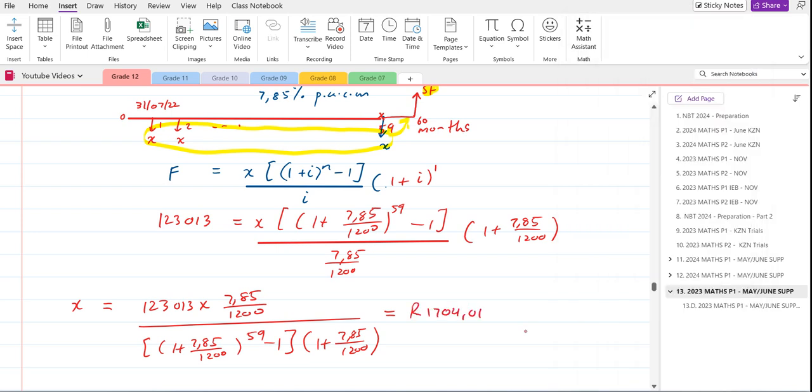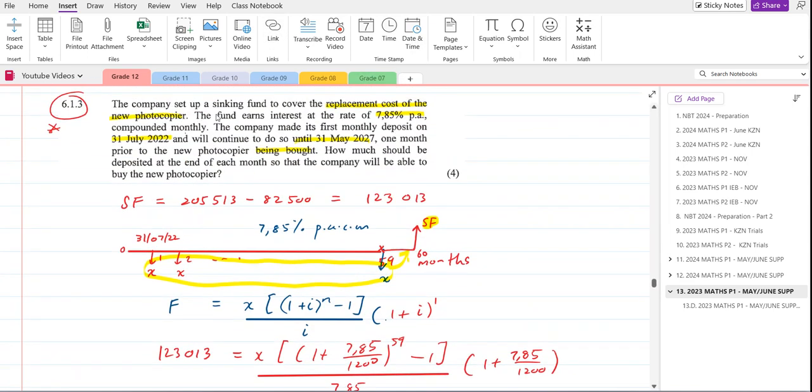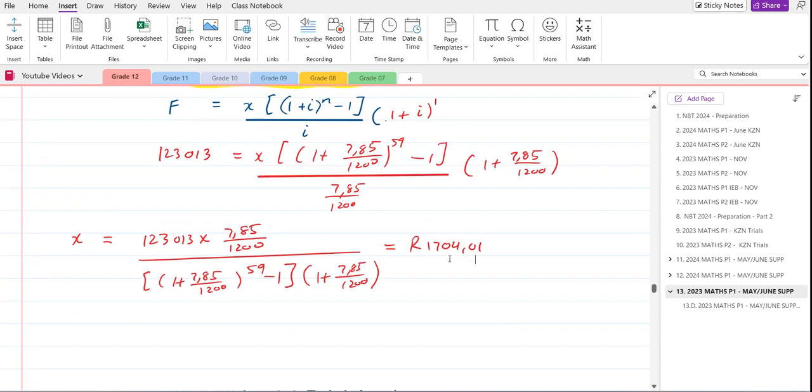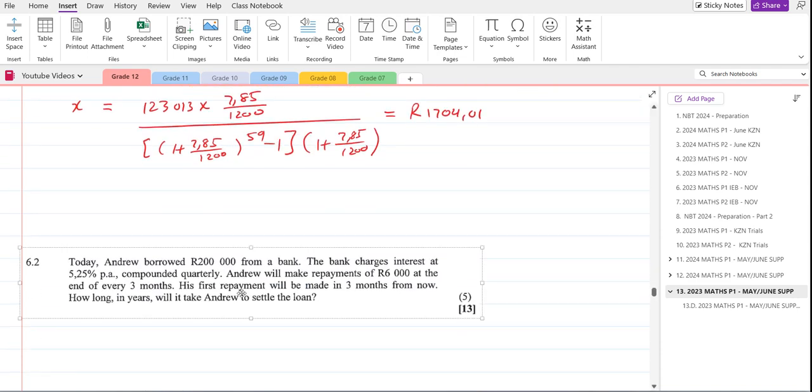So 1704,01 rands per month. That's the amount that he needs to deposit at the end of every month. How much should be deposited at the end of each month so that the company will be able to buy the new photocopier? Right, so 1704,01. That's the amount. Right, so let's move on to the next question.